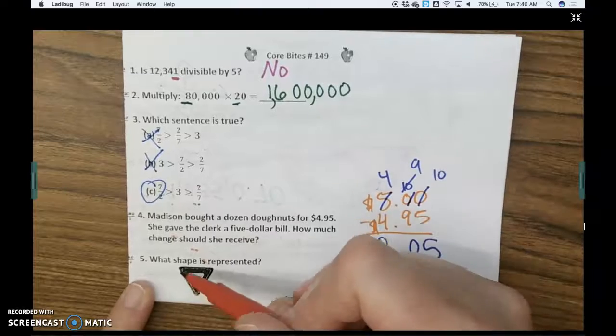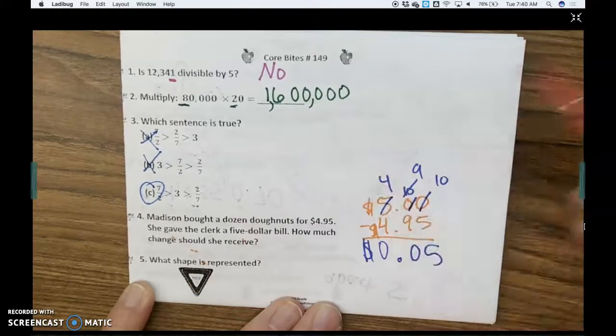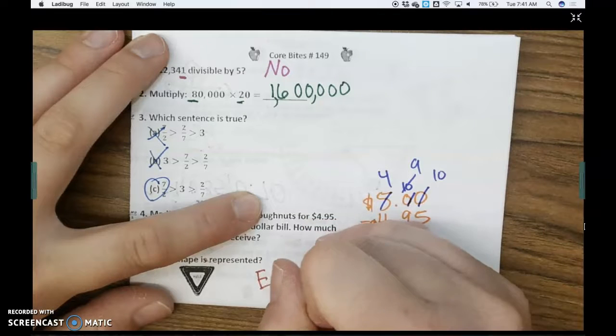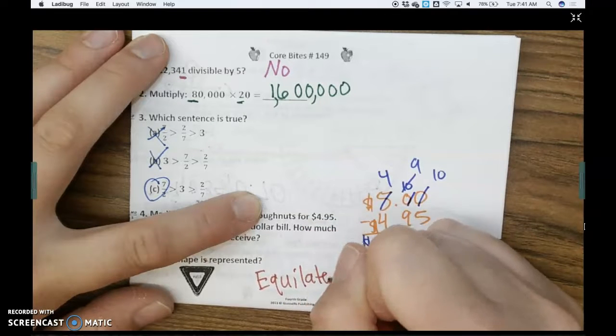And then for the last one, what shape is represented? As you can see, each side of this triangle is equal to the other sides. So this is what we call an equilateral triangle.